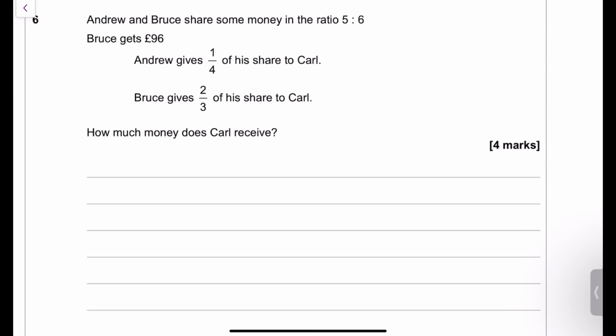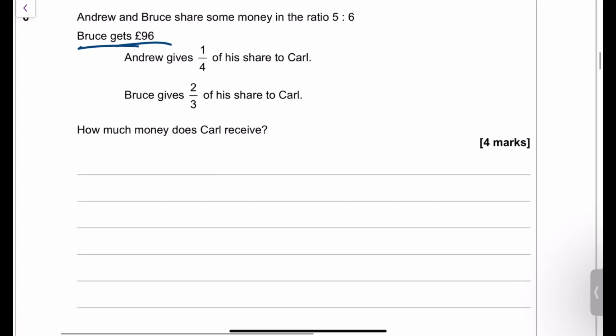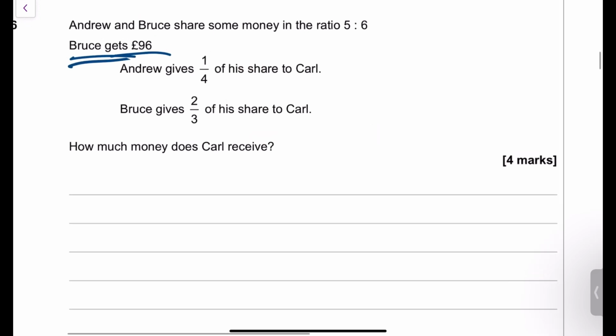Okay, right. Andrew and Bruce share some money in a ratio 5 to 6. Bruce gets £96. Okay, this method I use an awful lot. And then Andrew gives 1/4 of his share to Carl. Bruce gives 2/3 of his share to Carl. How much does Carl get?